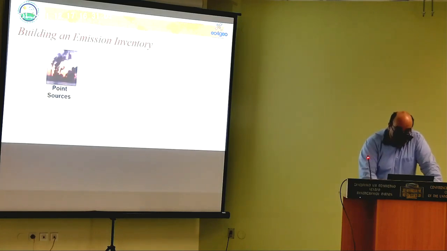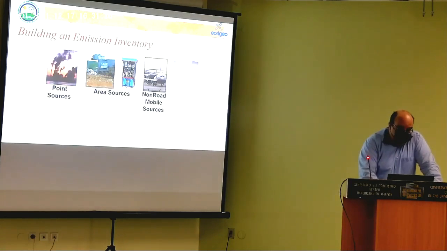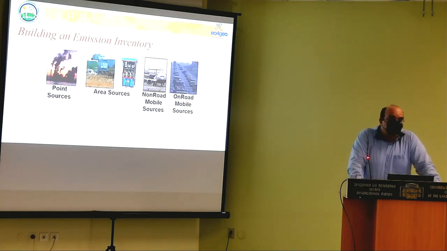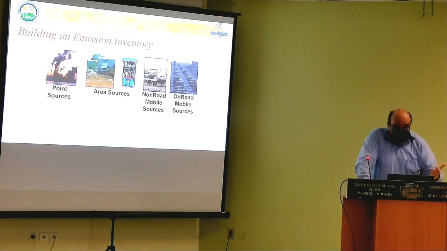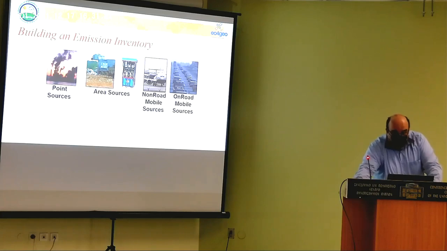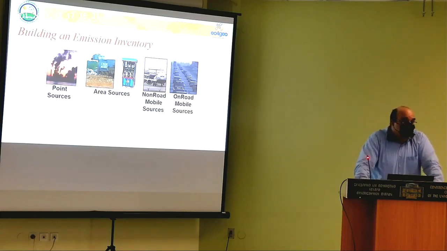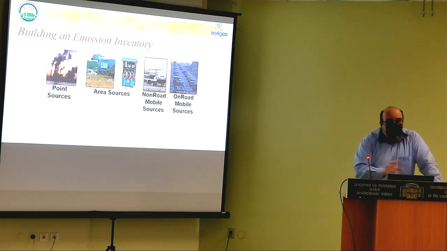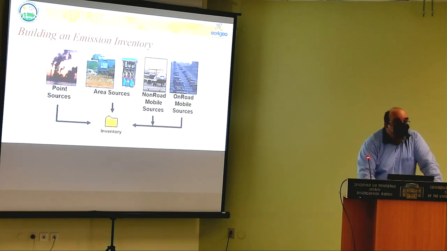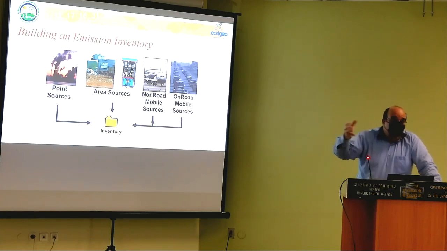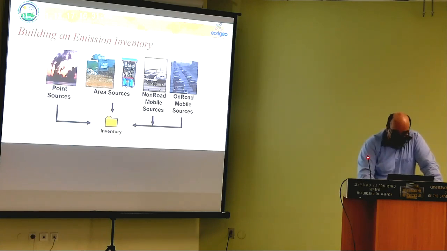So how can you build an emission inventory? You need these 4 basic sources: the point sources, the area sources, the non-road mobile sources, and the on-road mobile sources. Okay? This is the basic. I suppose that from the pictures you can easily understand what the point sources are. So you need all of them to put them in your emission inventory and have, let's say, a data set that represents which of all these activities and how much they contribute to air quality.